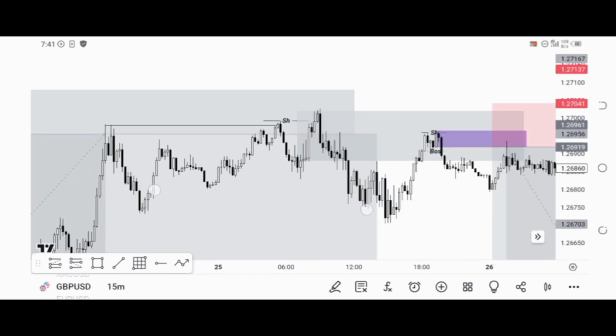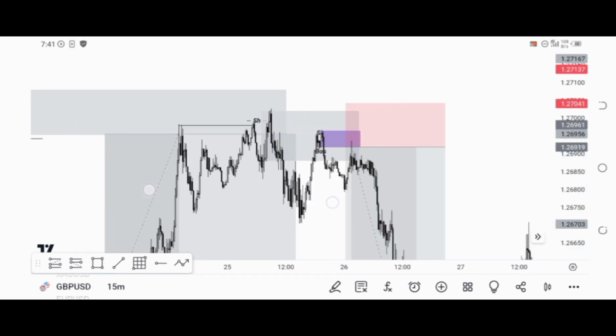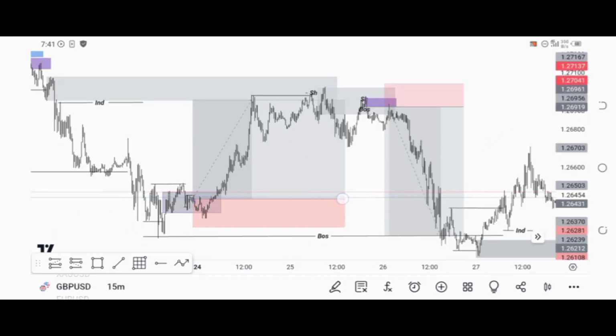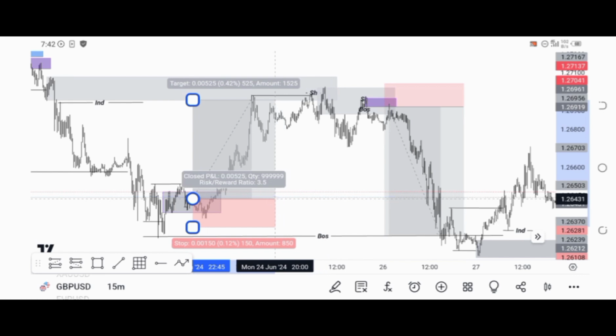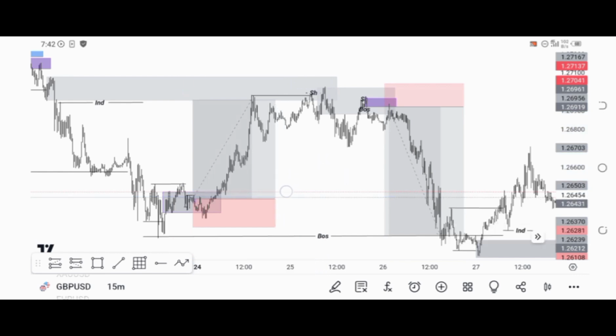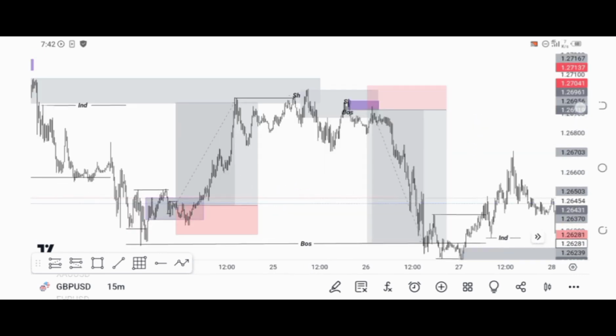So let's do it this way. Let me take this one here. Let me move this one fast. So since we want to actually catch our sell to buy, we have caught the buy. Now it's time for the sell.